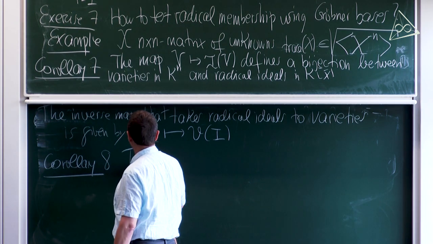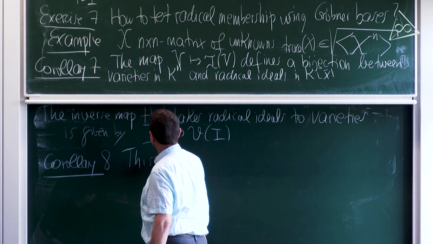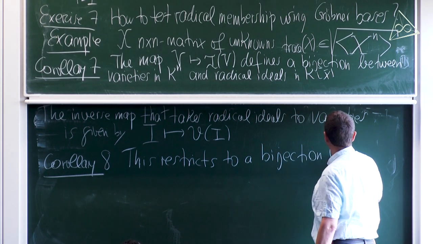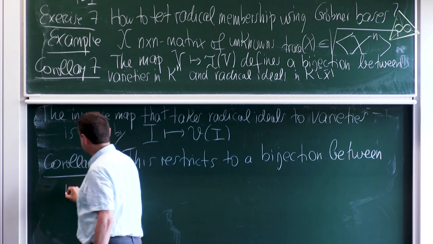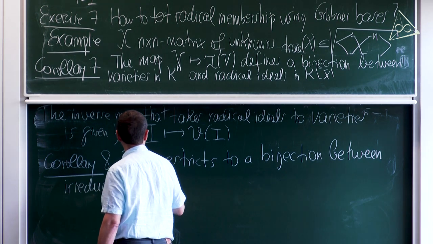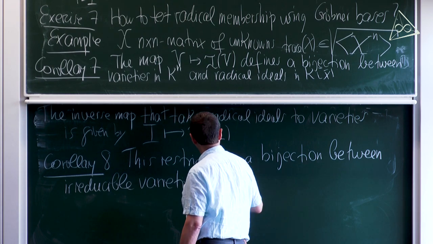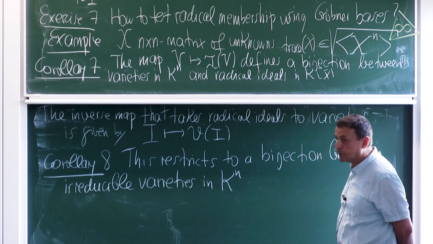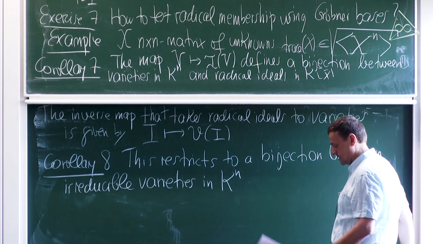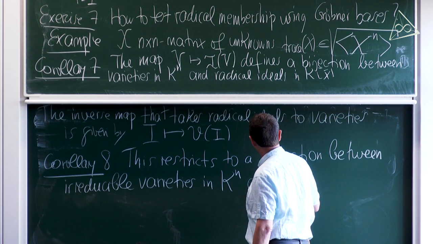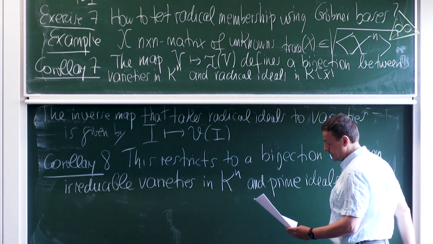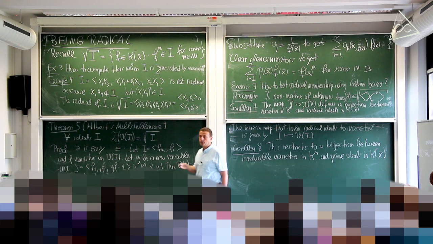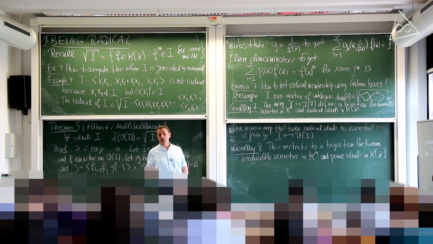So under this bijection, this restricts to a bijection between prime ideals and irreducible varieties in k to the n. An irreducible variety is a variety that cannot be written as the union of two proper subvarieties. Every variety is uniquely a union of finitely many irreducible varieties. Algebraically, this corresponds to prime ideals, and being a radical ideal means being an intersection of prime ideals. Okay? So radical ideals are in bijection with varieties, and among these, prime ideals are in bijection with irreducible varieties.